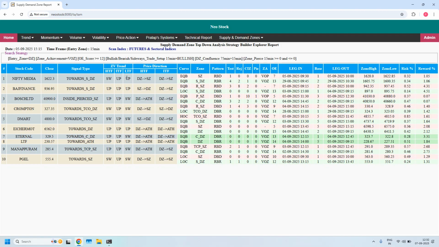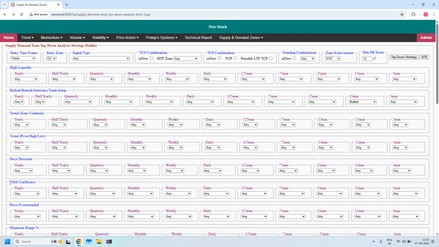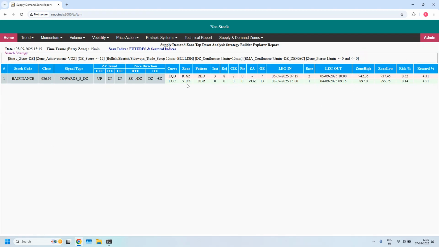And also the 75 minutes trend is uptrend in all the stocks. We can further filter based on 75 minutes demand zone having daily EMA confluence. So EMA confluence at 75 minutes, checking 75 minutes demand zone with daily EMA confluence. One stock is filtered. So this 15 minutes demand zone might have a higher probability of success, provided lesson 20 checklist items are satisfied. Otherwise, higher chances of zone violation.